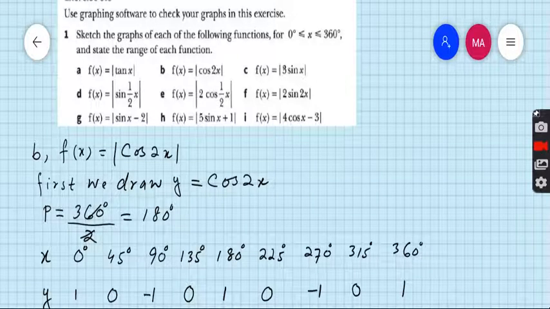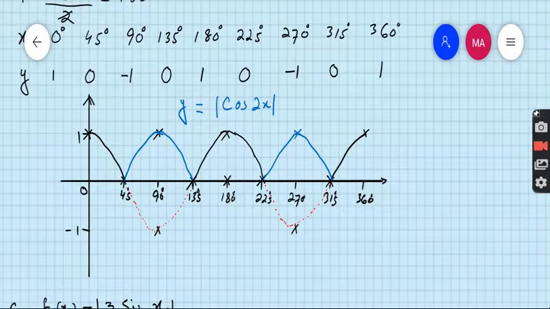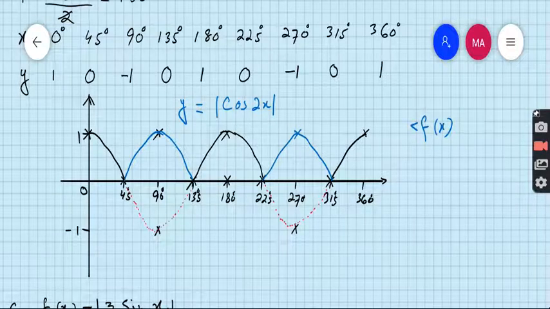Read question number 1 again. Sketch the graphs of each of the following functions and state the range of each function. So after drawing the graph for part B, see the range, because the below part is unacceptable for an absolute valued function. Therefore our range, f(x), is from 0 to 1.